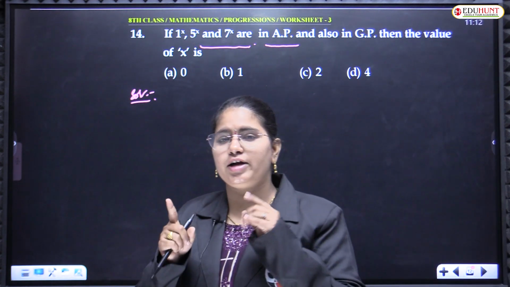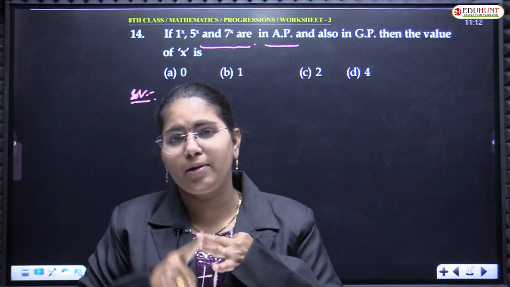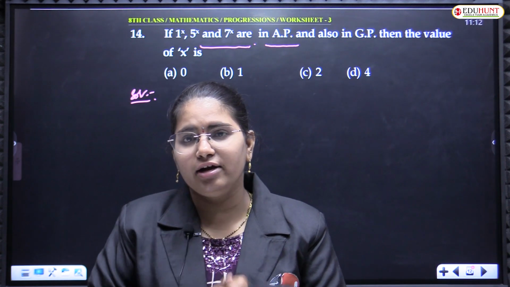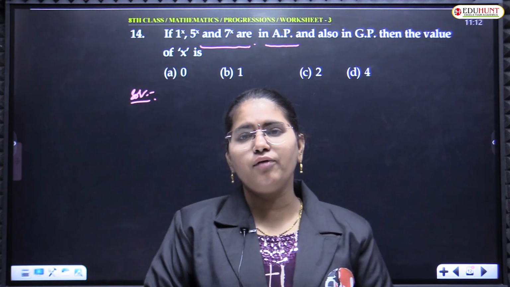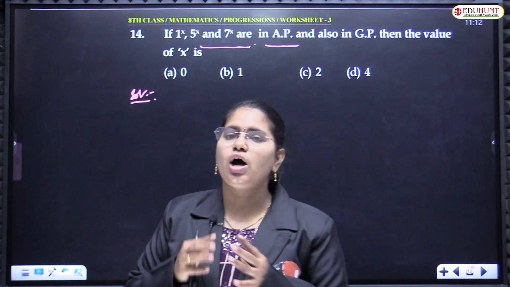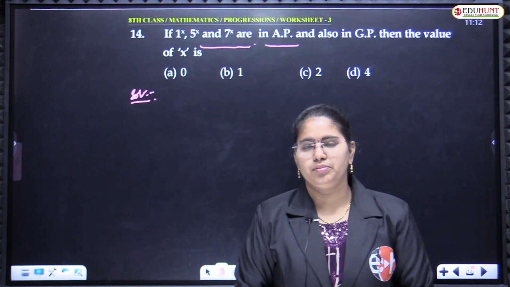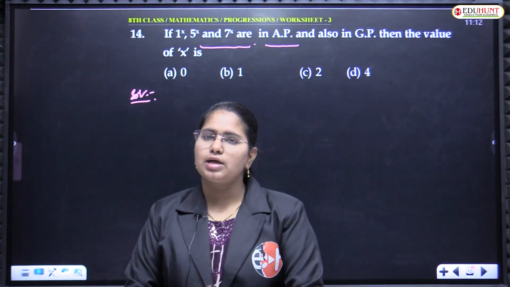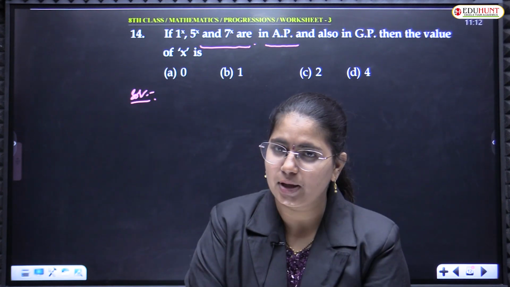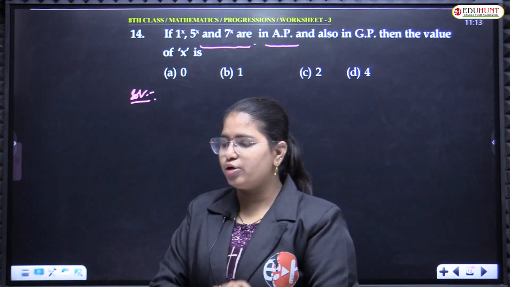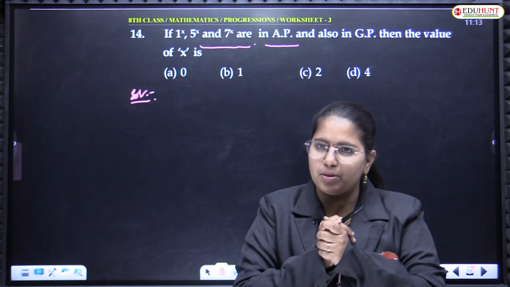If three terms are in both AP and GP, then you need to find the value of x over here. So how are you going to start the problem? It's very simple. You are already familiar with this.